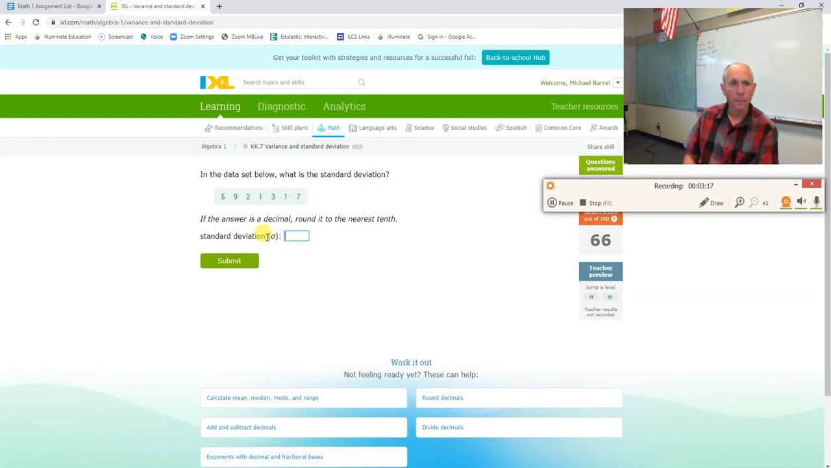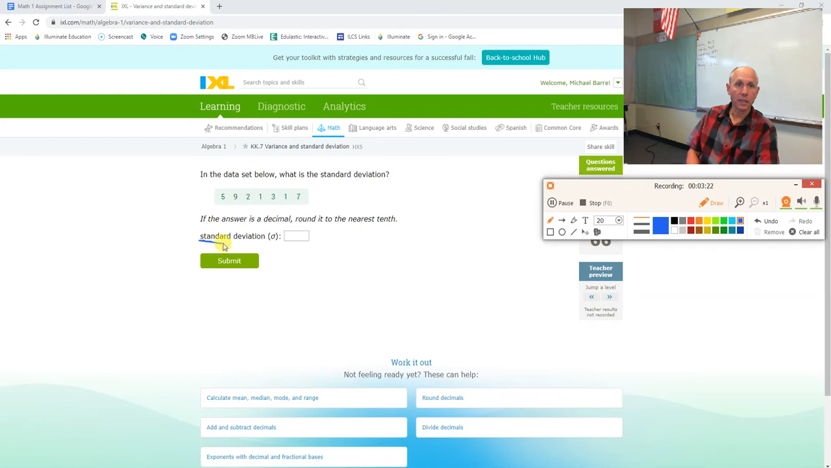Okay, this time I'm finding a standard deviation, so I'll have to take the square root at the end. See that standard deviation? 5, 9, 2, 1, 3, 1, 7. The average here, 5 plus 9 plus 2 plus 1 plus 3 plus 1 plus 7 divided by 7. That's 4. So my mean is 4.